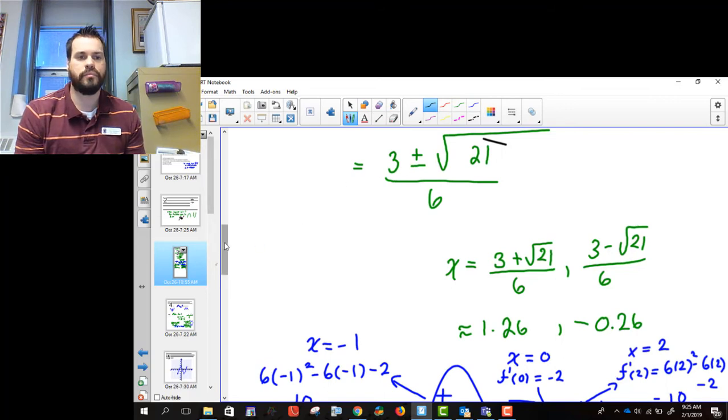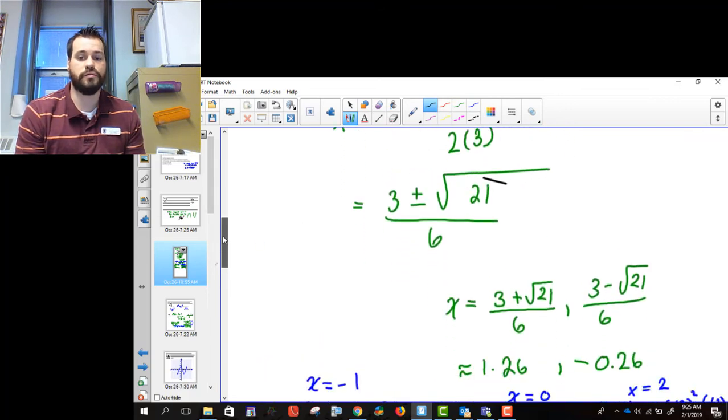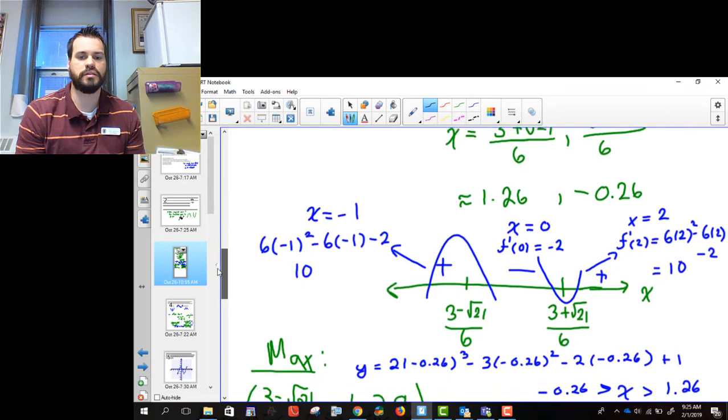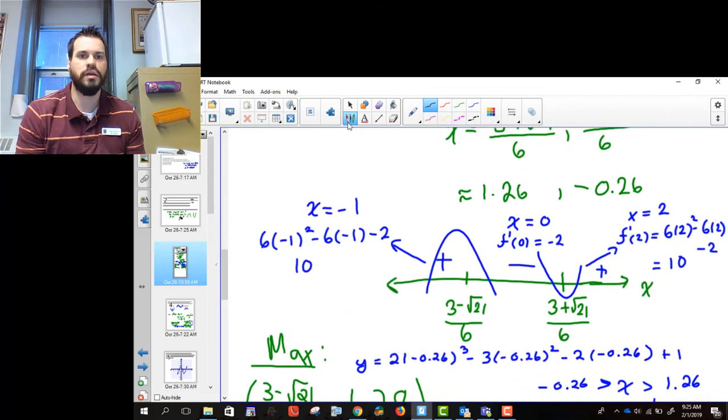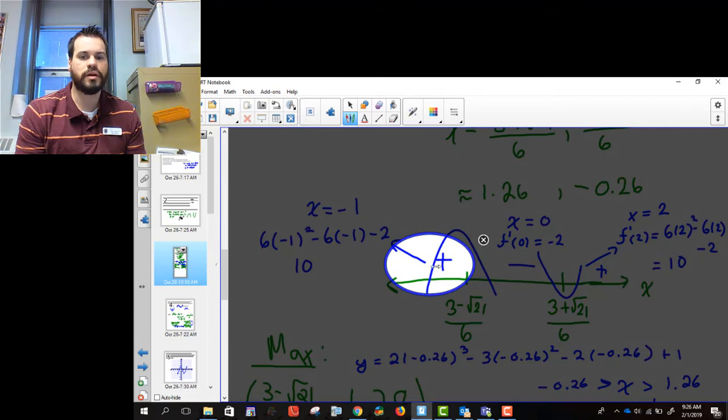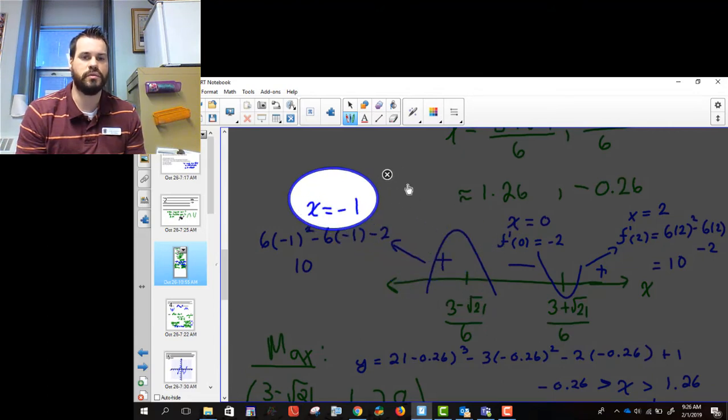Now, once we find those two numbers, then we put them on a number line. And this number line looks really confusing, and that's because it is. So we're going to try to look at one part at a time. So let's look right here first. We want to look at something that's less than 3 minus root 21 over 6, which we've discovered is minus 0.26. So if I just look at this interval, I need a number that's less than negative 0.26. So I picked x equals minus 1.